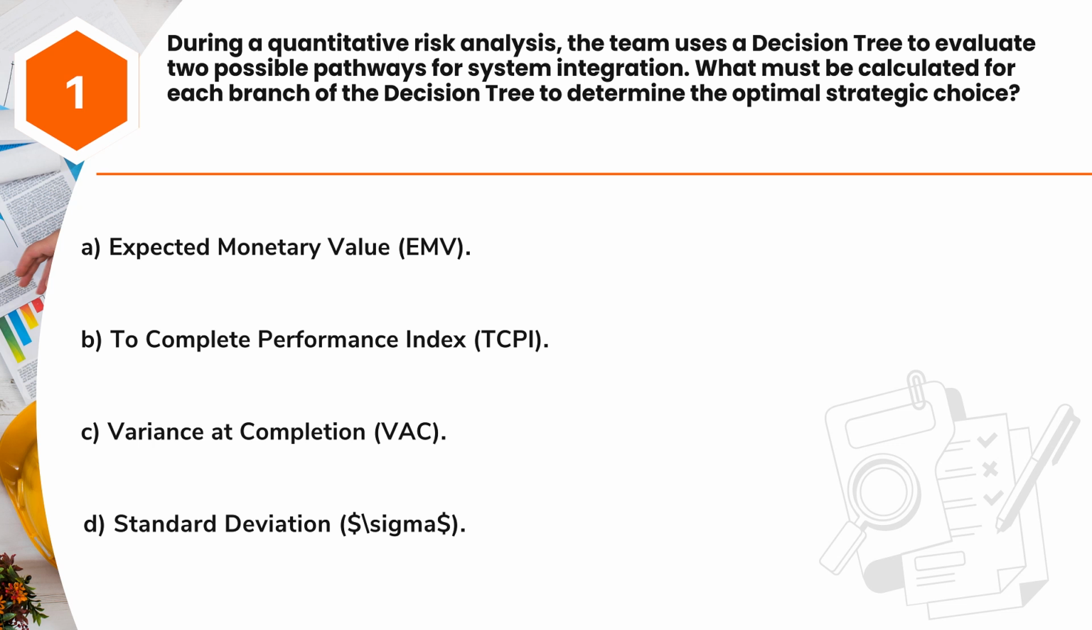Question 1. During a quantitative risk analysis, the team uses a decision tree to evaluate two possible pathways for system integration. What must be calculated for each branch of the decision tree to determine the optimal strategic choice? A. Expected monetary value, EMV. B. To complete performance index, TCPI. C. Variance at completion, VAC. D. Standard deviation, sigma.